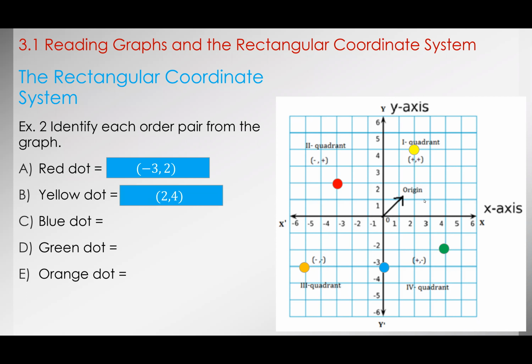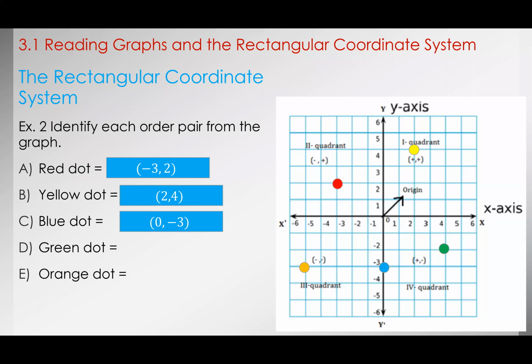The careless mistake a lot of people make is they see the 2, see the dot is closer to the Y axis, and identify it as (4, 2). Remember, you have to identify your X first. X comes before Y, okay? Similarly with the blue dot, do you agree that we stay at the origin? We stay at 0, and then we travel down 3, which is (0, -3). Agree?